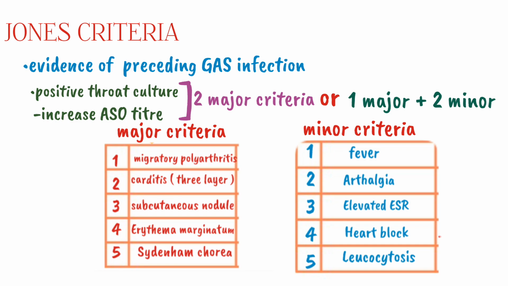For example, if a patient presents with a skin rash such as erythema marginatum along with migratory polyarthritis, and the patient gives a history of pharyngitis 2 to 4 weeks back, having a positive throat culture and raised anti-streptolysin titer, so we say that two major criteria are fulfilled in evidence of preceding group A streptococcal infection. So the patient is having rheumatic fever.